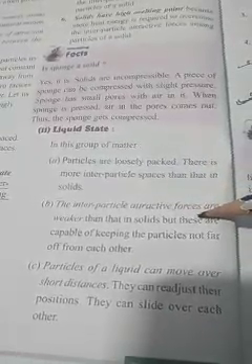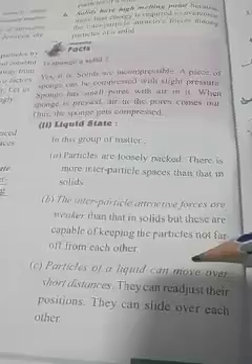Next state is the liquid state. Particles are loosely packed and interparticle spaces are larger than that of solids. The interparticle attractive forces are weaker than that of solids. Particles of liquid can move over short distances. They can readjust their position. Then liquids do not have definite shape. They have definite volume. Liquids can be slightly compressed. Liquids can flow. Liquids have lower mass per unit volume. Liquids have lower boiling point than that of solids.